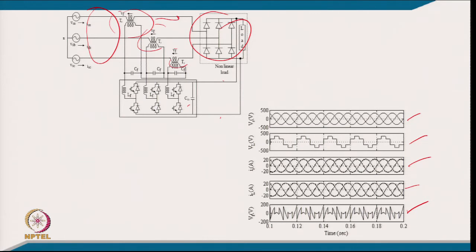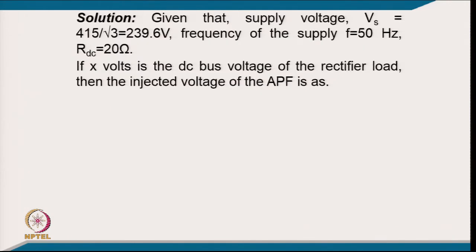The one important aspect asked in the problem is that the injected voltage should be minimum, in the sense that the DC link voltage should be enhanced in such a manner that the injected voltage is minimum. So, that comes to be a quite interesting problem. Coming to the numerical part, the supply voltage Vs equals the per phase voltage 415 by root 3, that is 239.6 volt, the frequency of supply is 50 hertz and the load resistance is 20 ohm.